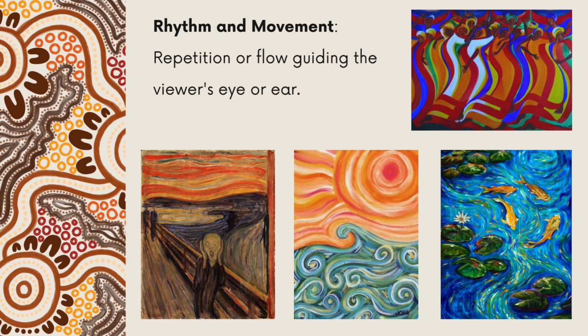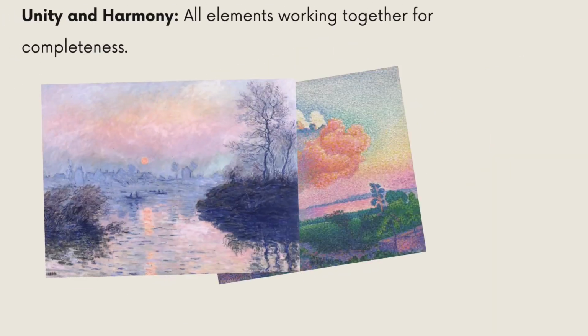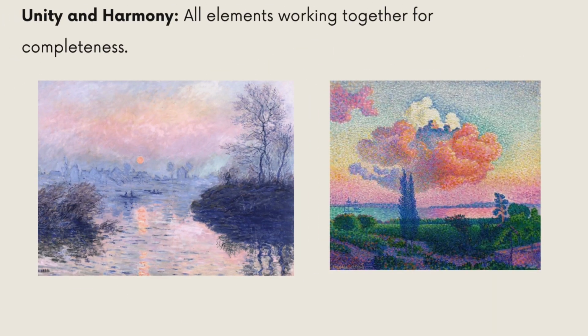The next one is rhythm and movement. Rhythm and movement give the artwork a sense of motion and flow. Through repeating lines, curves, or colors, the viewer's eyes move naturally around the composition, similar to how beats and pauses create rhythm in music. Unity and harmony. Unity and harmony mean that all parts of an artwork work together as one. Every color, line, and shape feels connected, creating a sense of completeness and peace. A unified artwork feels balanced and intentional.